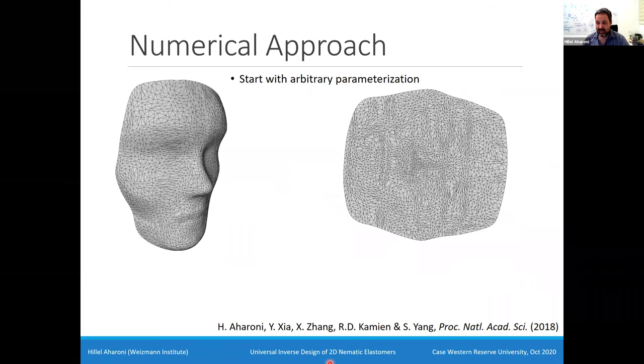So the numerical approach: imagine we're given any surface, an arbitrary surface. The surface is given to us as some triangulated mesh, okay? And now we start with an arbitrary parametrization of the surface. Okay, so here is our surface in three dimensions, and this is some coordinate parametrization of it. Okay, so consider these coordinates psi and eta. For every vertex here, there are 2D coordinates, and I just draw my surface in the coordinate space.